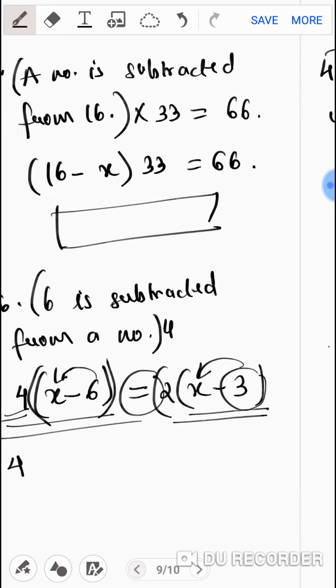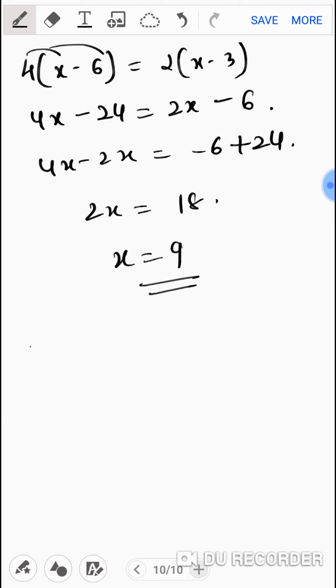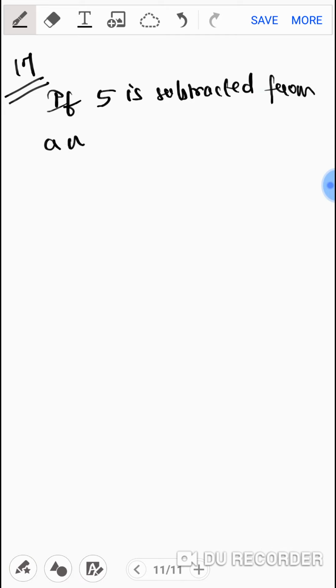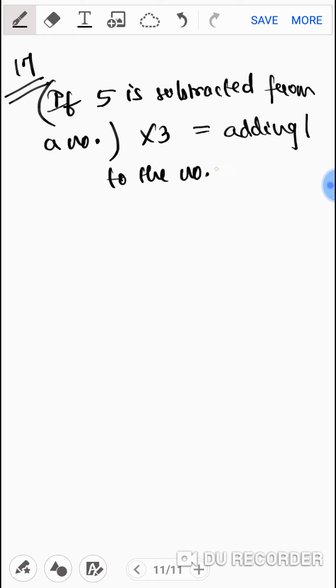Next problem number, it was 16. I'll jump on to problem number 17. I'll take a fresh page. 17 says if 5 is subtracted from a number and the result is multiplied by 3, the answer is same as adding 1 to the number and doubling the result. Doubling means multiplying with 2.